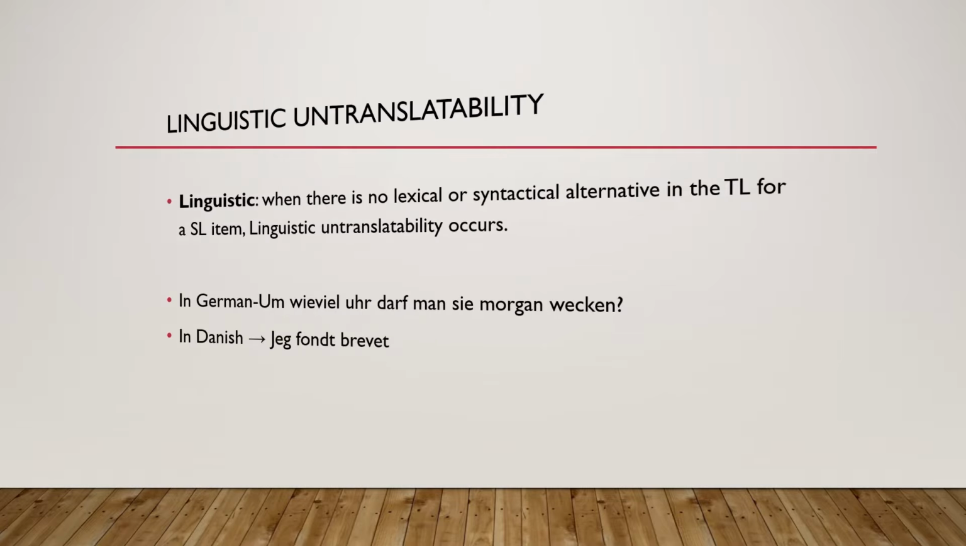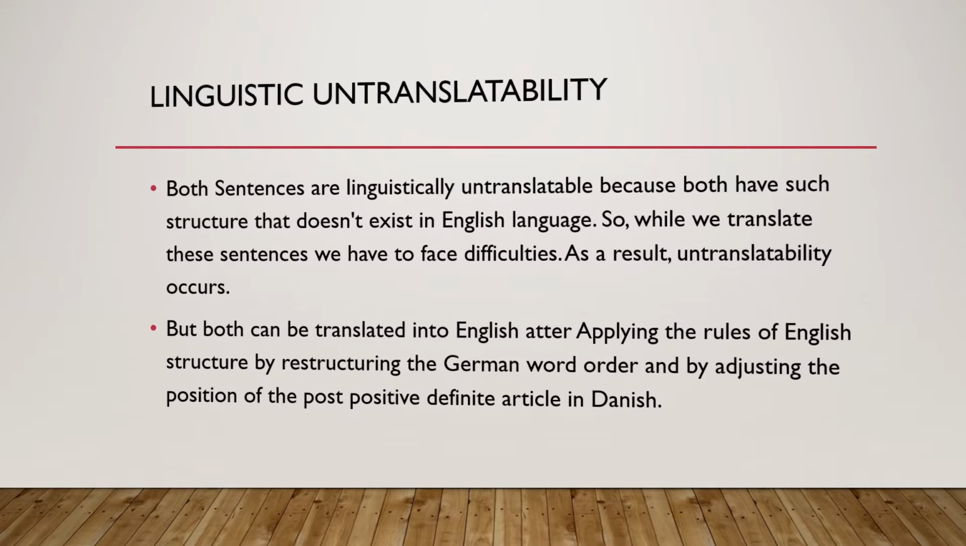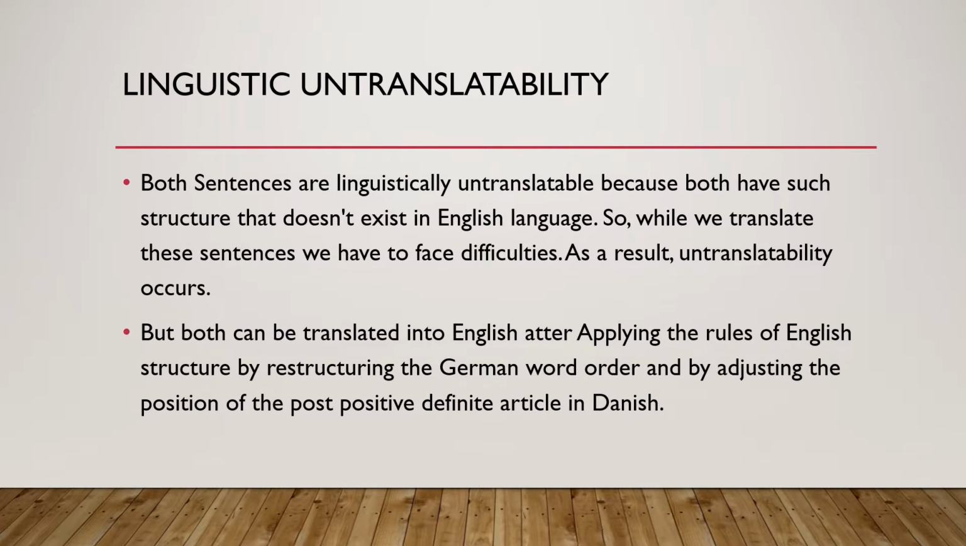Both sentences are linguistically untranslatable because both have such structure that doesn't exist in the English language. So, while we translate these sentences, we have to face difficulties. As a result, untranslatability occurs. But both can be translated into English after applying the rules of English structure by restructuring the German word order and by adjusting the position of the post-positive definite article in Danish.